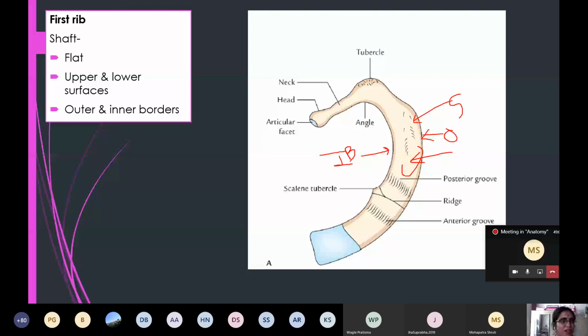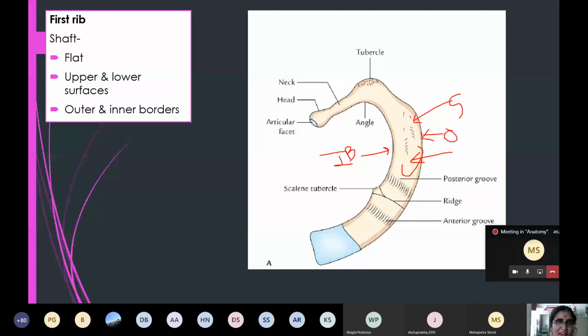But in the first rib, see, this is the first rib. This is which surface? Upper surface. And here this smooth one is the lower surface. Did you see the difference, all of you? Yes. Shall I proceed? Okay. Now, upper surface.